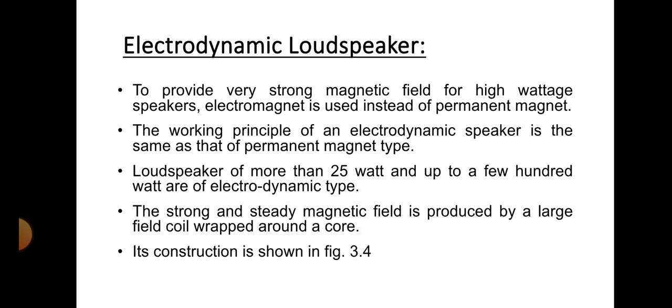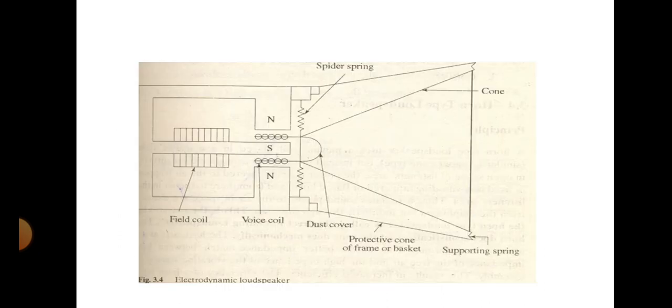In order to provide a very strong magnetic field for high power speakers, an electromagnet is used instead of a permanent magnet. The working principle is similar to that of the permanent magnet type. But if the loudspeaker is more than 25 watts, we need an electrodynamic loudspeaker. The strong and steady magnetic field is produced by a large coil wrapped around a core. The construction is shown in the figure. The circuit diagram is similar to the cone type loudspeaker. The only extra part in this loudspeaker is the field coil.